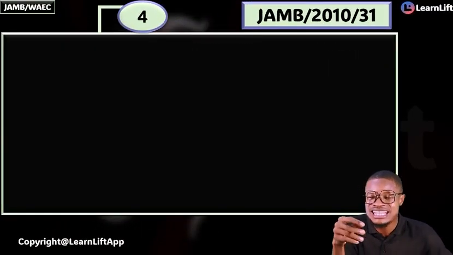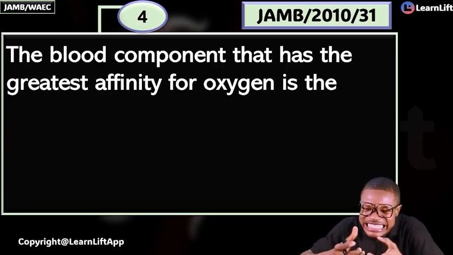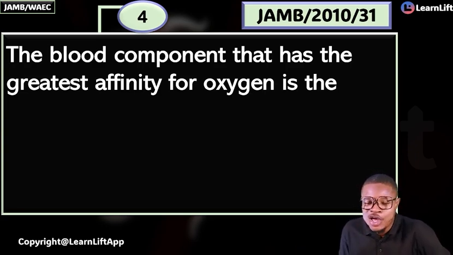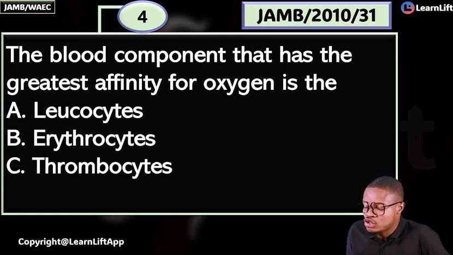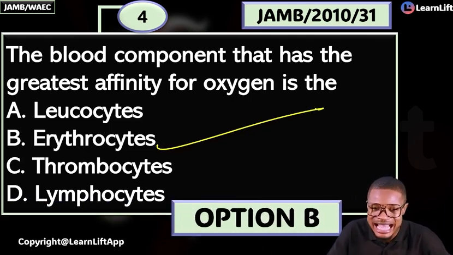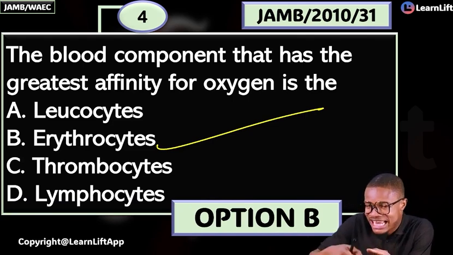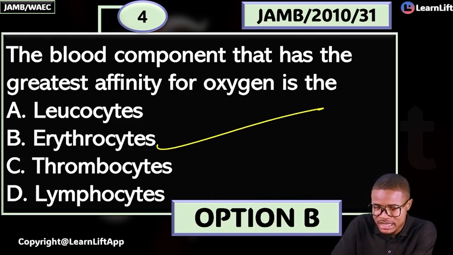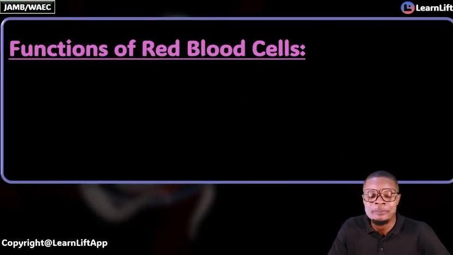What about JAMB 2010 question 31? The question says the blood component that has the greatest affinity for oxygen. Which one? Is it your leukocytes, your erythrocytes, your thrombocytes, or your lymphocytes? What is the answer? Erythrocytes. Option B is the answer. Erythrocytes contain hemoglobin. Hemoglobin will bind with oxygen, and then it will form oxyhemoglobin. Are you seeing it now? That's where the affinity is. So what is the answer? Option B. To get that very fast with me, please.